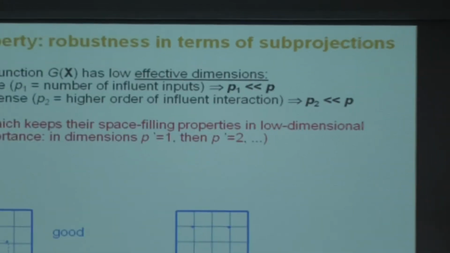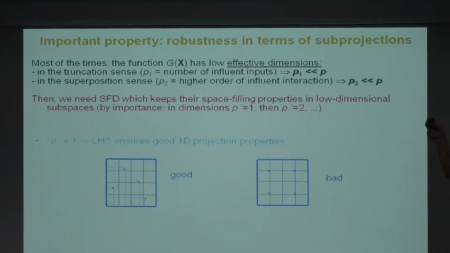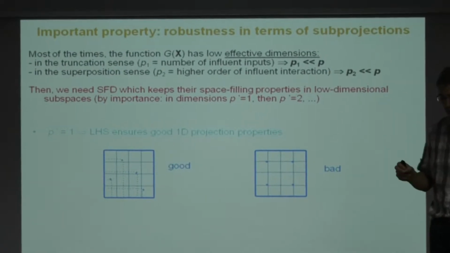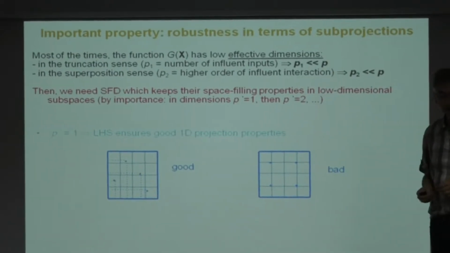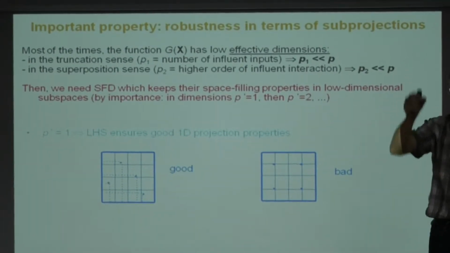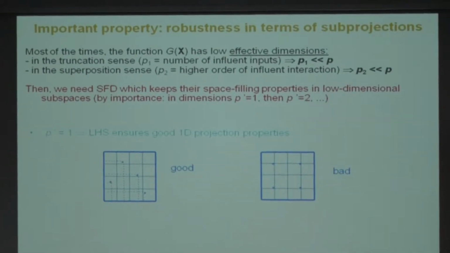Okay. Now I pass to the last part of my talk, the important property, robustness in terms of subprojection. I have explained with my little example of putting 3 points and 4 points that I like to avoid some collapsing of the points when I project the points on one dimension. Why? I have explained this.